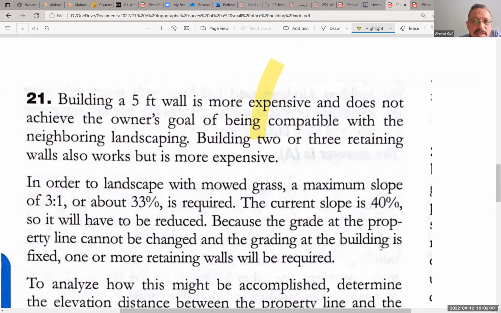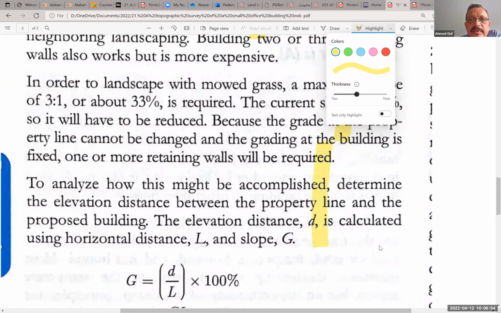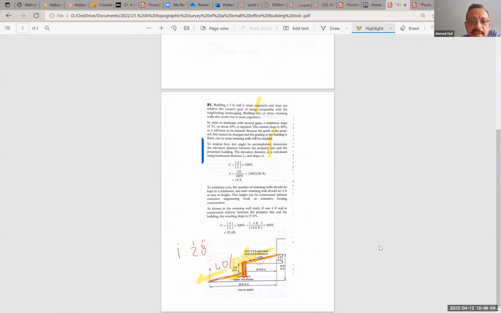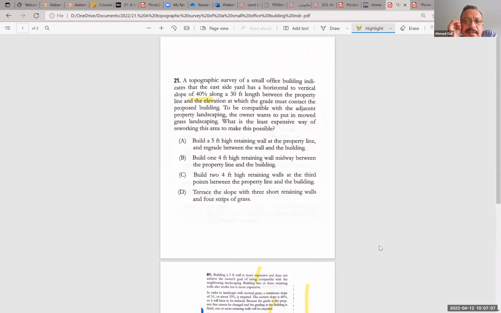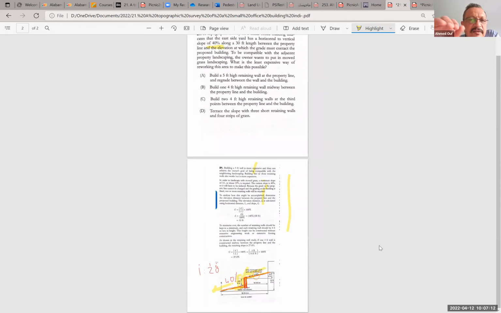And going back to our problem, let me just read again. So actually, they're giving you options, like you can have this option here of building a 5-foot high retaining wall. We call this wall, which retains land from sloping down or just moving with rain, a retaining wall.